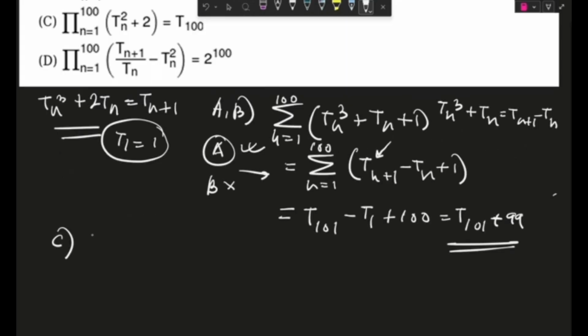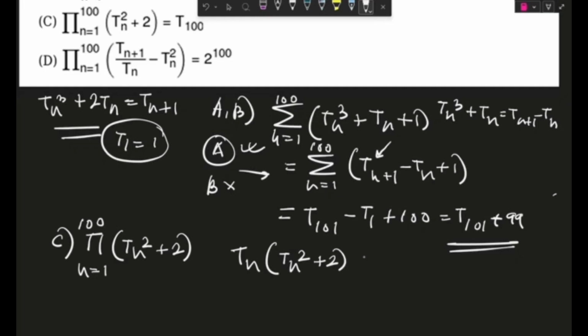So basically our option C contains pi, a multiplicative term which is n equal to 1 to 100 tn square plus 2. So according to this we have to manipulate this base expression. So what we will actually do is we have tn square plus 2, right? So I will take tn common from the LHS of the base expression. So this becomes tn square plus 2 equal to tn plus 1. So very simply tn square plus 2 is nothing but your tn plus 1 by tn.